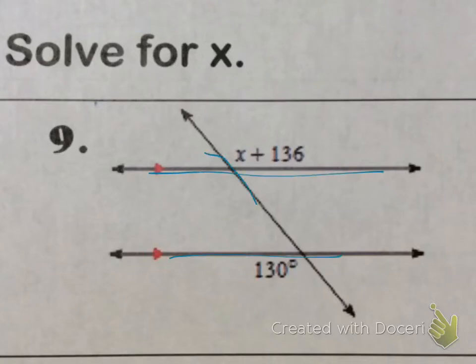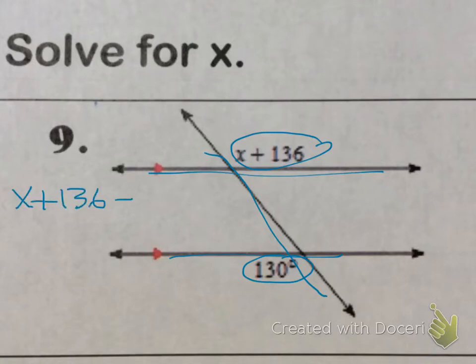I can see that they're cut by a transversal, and I can see that these are both outside the parallel lines. So they're exterior angles. They're on opposite sides of the transversal, so they're alternate exterior angles. And the rule that I know about alternate exterior angles is that alternate exteriors are congruent or equal to each other. So I'm going to set them equal to each other. I'm going to go x plus 136, and I'm going to equal that to 130 because I know those two angles are equal to each other.